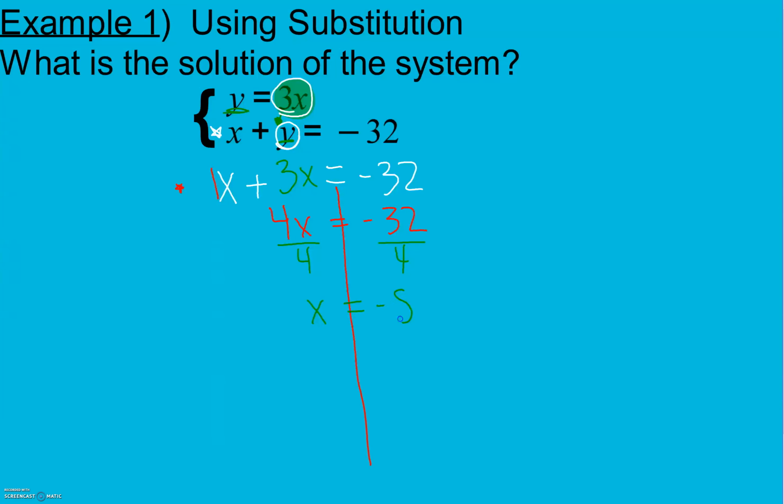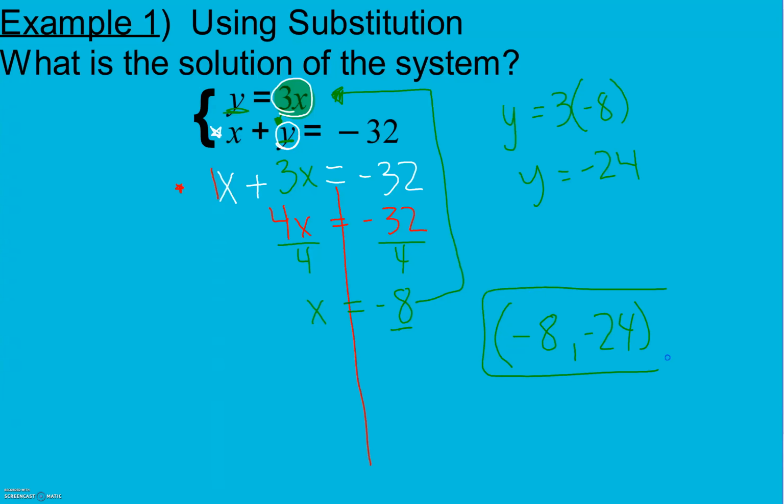X equals -8. Just like when we solved with graphing, though, we need to have the entire ordered pair. So we have to substitute back in to find our y value. And x, we said, was -8 from right here. So y is going to be -24. We write that as an ordered pair still, x and then y. Again, we have two variables, y's and x's, so I need to have both x's and y's in my solution.